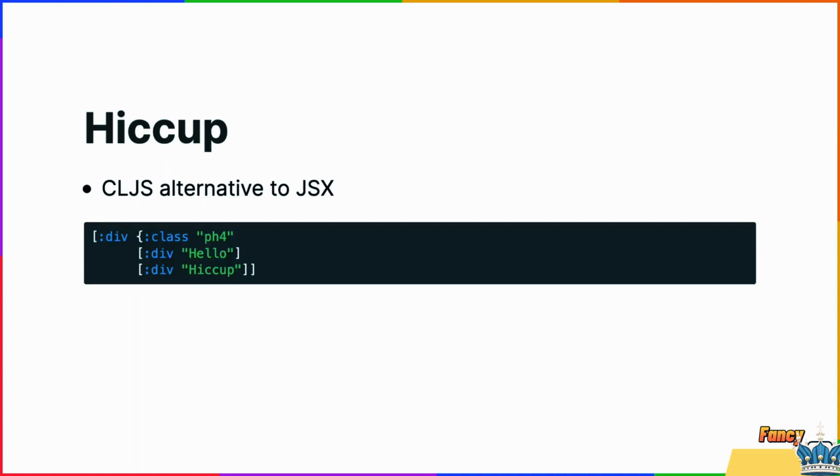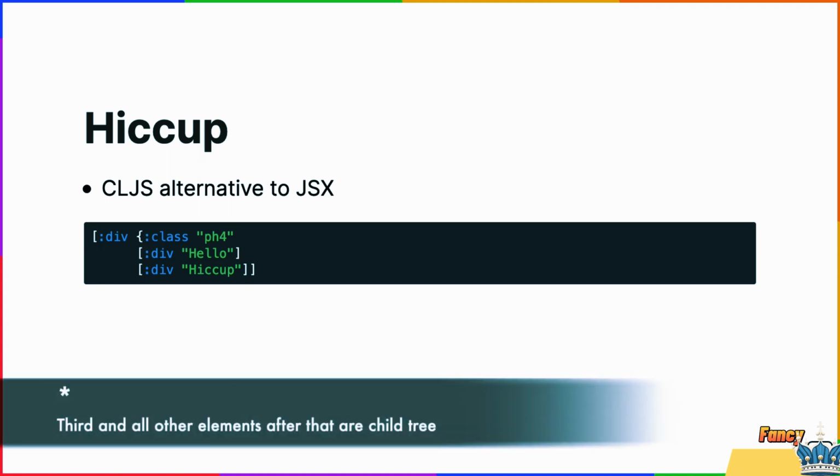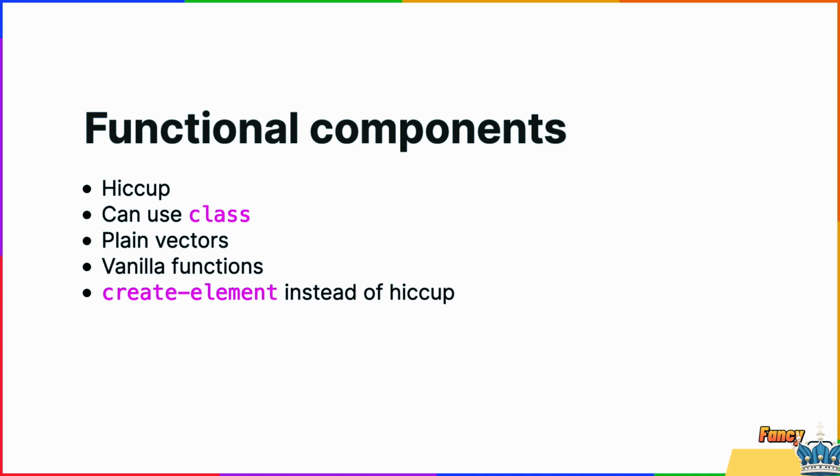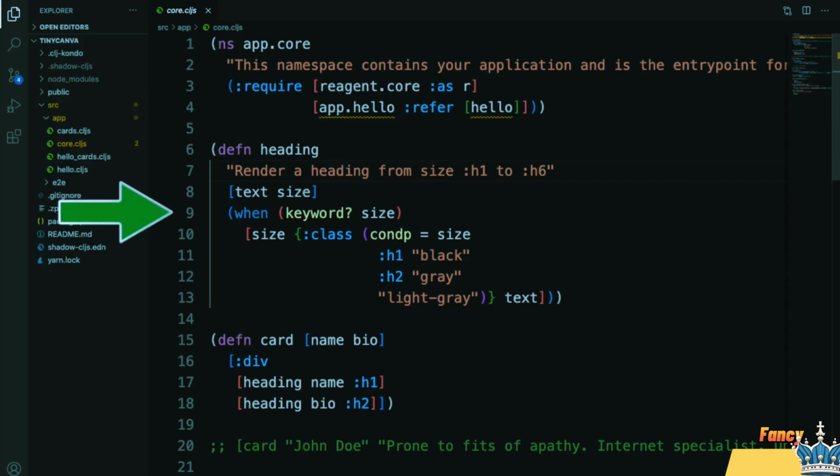Reagent uses Hiccup to define React components. Components are vectors where the first element is the element to render, the second element is the props map, and the third element is the child tree. Unlike React, we can use the keyword class instead of className to define CSS classes. Also, these are just plain vectors, so everything that we have learned about data manipulation will work here. Like in this example, we used when to conditionally render a component.